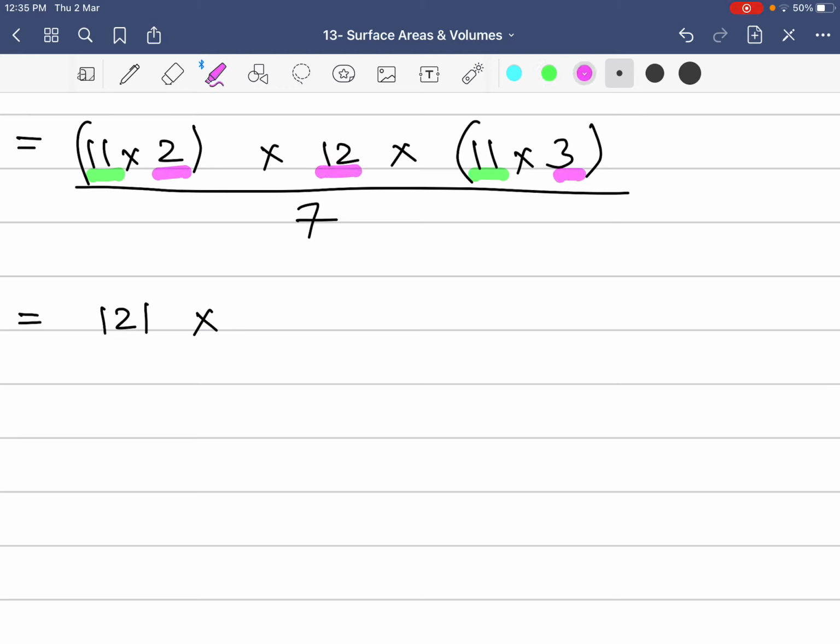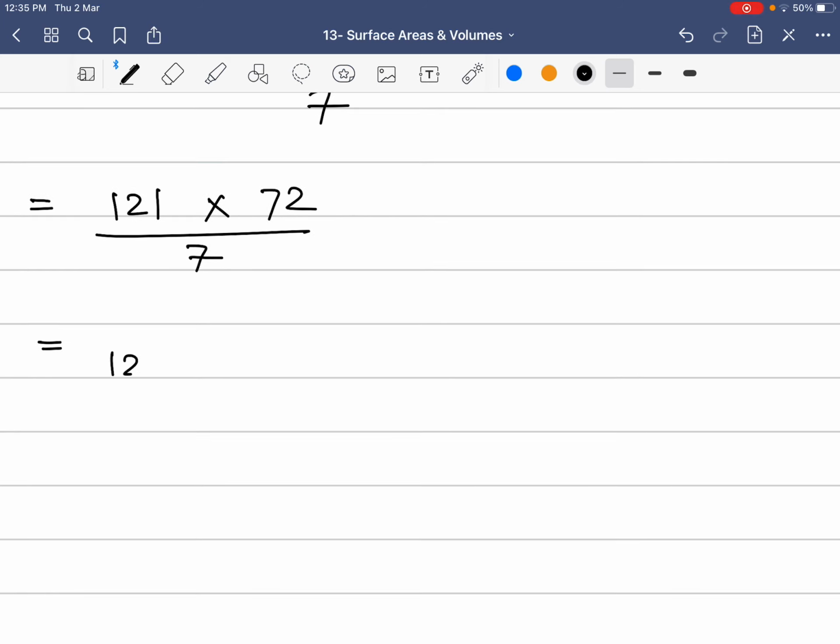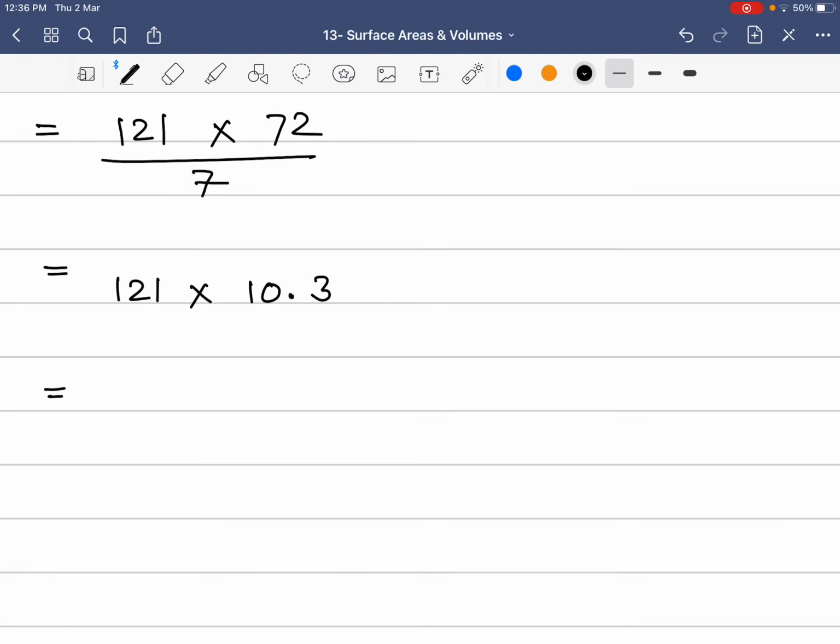Now, this will be a huge calculation. We are going to use a calculator to find this value. Since I don't have a calculator right now, I'm just going to go by approximations. So 72 divided by 7 is going to be roughly 10.3, because 7 tens are 70 and 7 into 0.3 will be 2.1, so 72.1. And this will be approximately equal to, so this is how you do it, 121 into, you can write this as 10 plus 0.3.